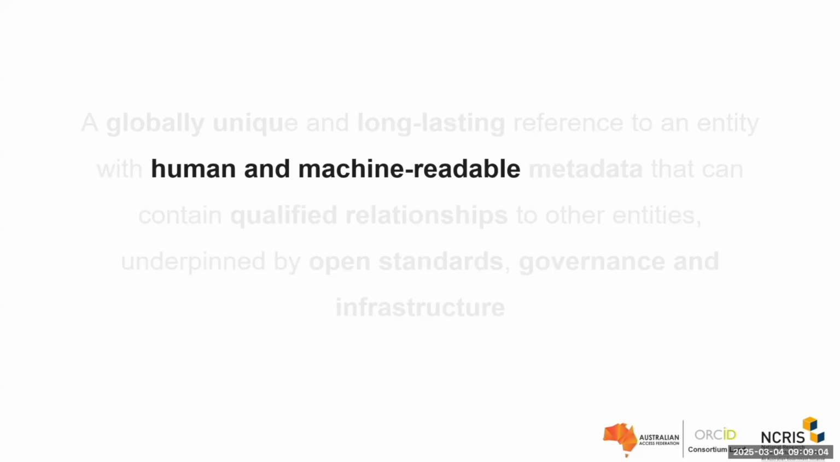Human and machine readable, what does that mean? So PIDs are designed in a way that they can be usable by both humans and machines. We know that humans are intuitive, but slow compared to computers. But computers are bad at making assumptions. So the way a PID is designed, it should be usable and understandable by both humans and machines.